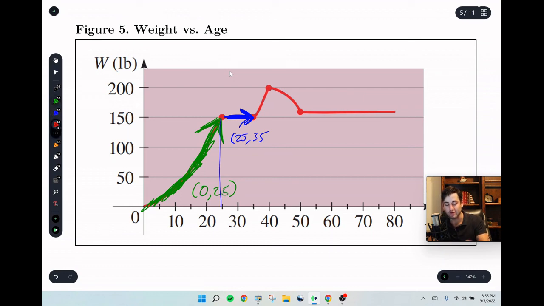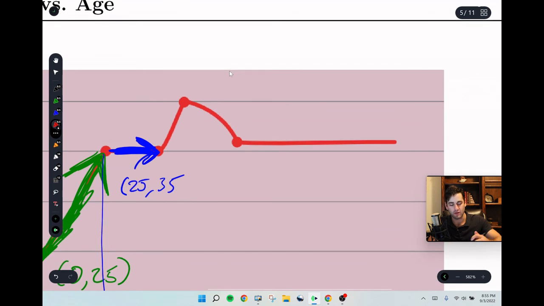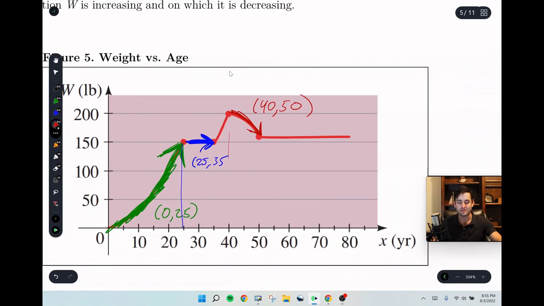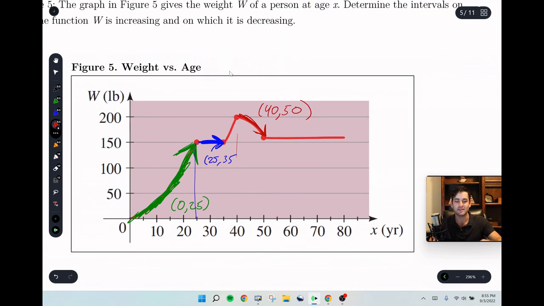Okay, let's look at one decreasing function and call it a day. Look over here at this decreasing. The one section where it goes back down, that's our decreasing section. It looks like it goes from 40 all the way to 50. There'll be better grid lines if you're ever working on it through a test or something. But that's the idea of increasing and decreasing.